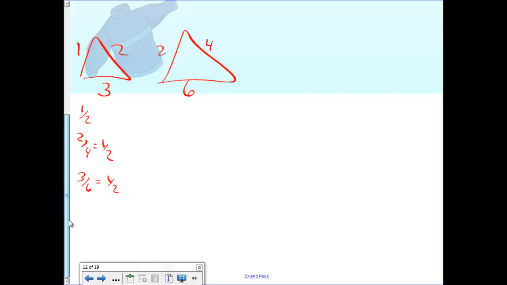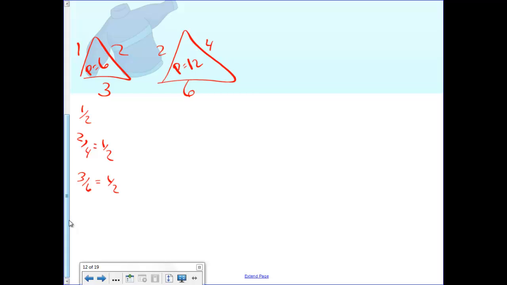Okay? How about this? What is the perimeter of this one? What is perimeter? The distance around. So what's the distance around this triangle? 6 units. 3 plus 2 is 5, plus 1 more gives me 6. What is the perimeter of this one? 12.